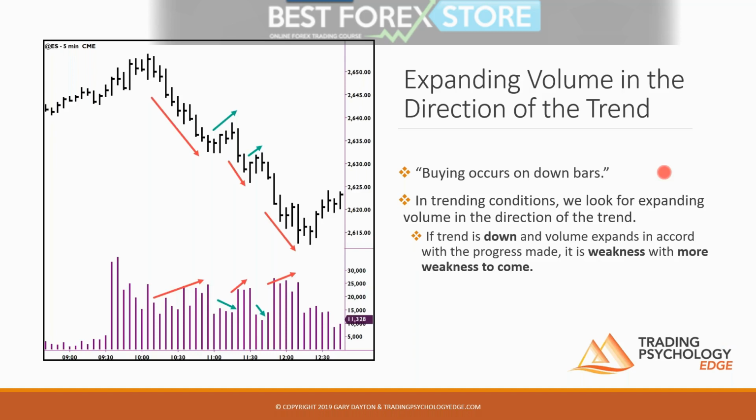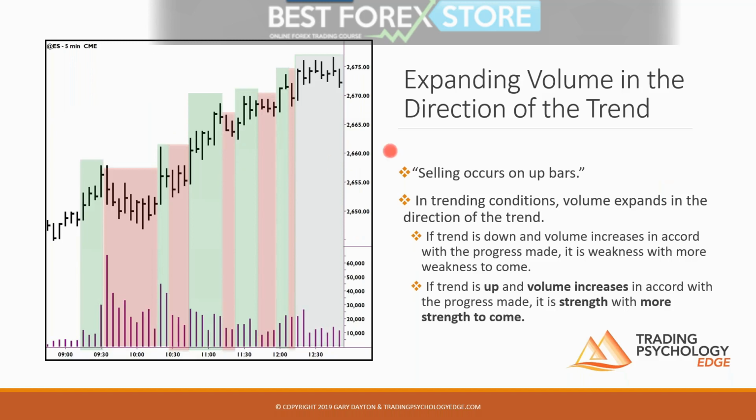I'll leave it there. Okay, the same thing is true on up bars, and this time I did it a little differently so you could get a different graphic picture of this. We hear selling occurs on up bars, and well, yes, it does, but if the trend is up and volume is increasing to the upside in accordance with the progress being made to the upside, then it's strength with more strength to come. You can see here, I've got volume is increasing over this, and price is going up. That's good.